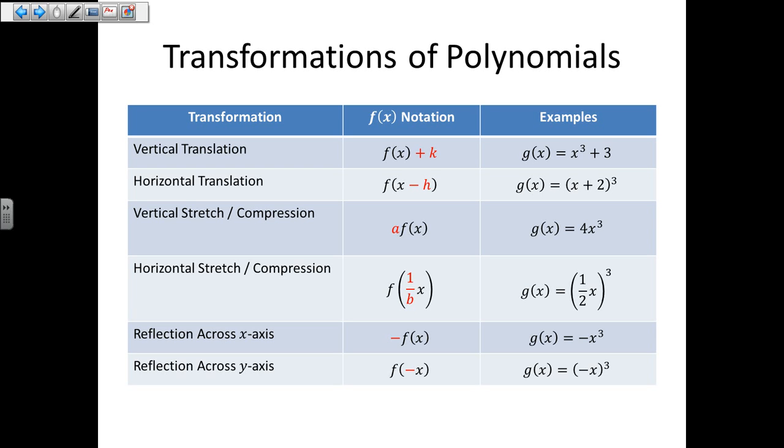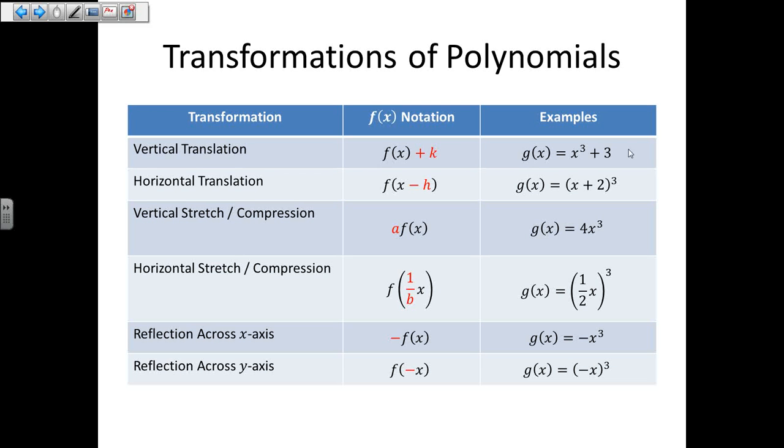So these transformations of polynomials should look very familiar. We've talked about vertical and horizontal translations before, about adding a number to the end of the function or subtracting a number inside with the x. Vertical stretches and compressions, we multiply on the outside. Horizontal stretches and compressions, we divide by what we want to stretch or compress by inside. Reflecting across the x-axis, we put a negative in front of the whole function. If we reflect over the y-axis, we just put a negative in front of the x.